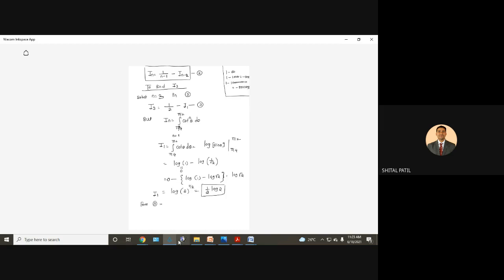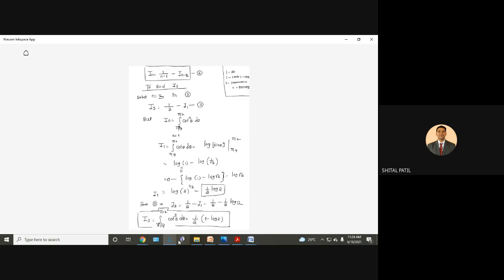From equation 3, what is I3? Half minus I1, that is half minus half log 2. So I3 equal to integration from pi by 4 to pi by 2, a little less space here, cot raised to 3 theta d theta, is equal to half into 1 minus log 2. This is the answer. Numerically it is 0.65.